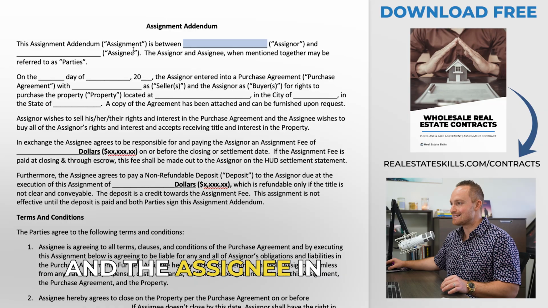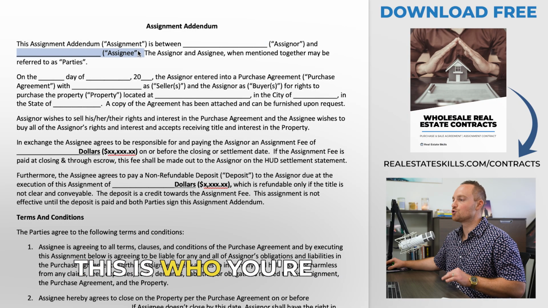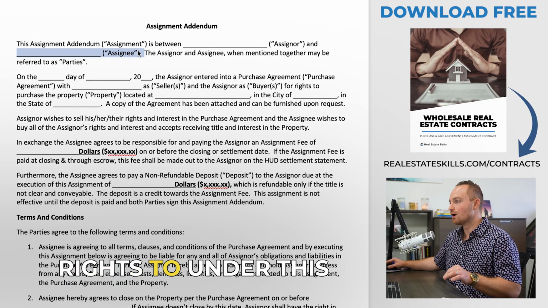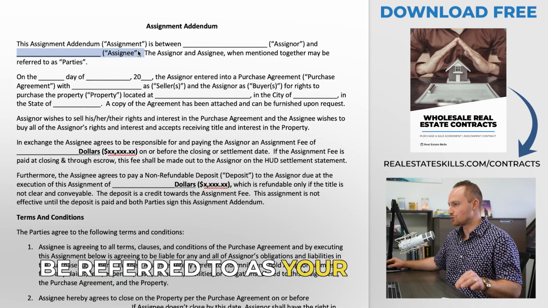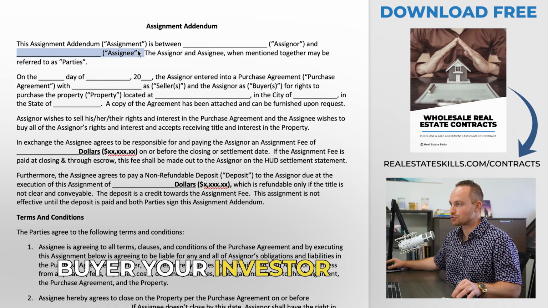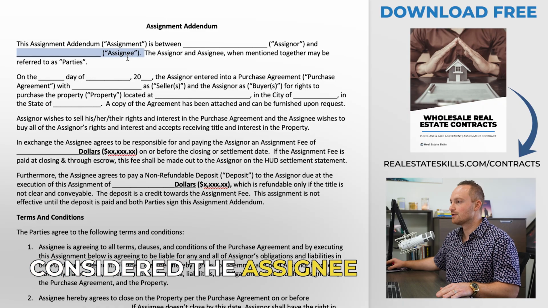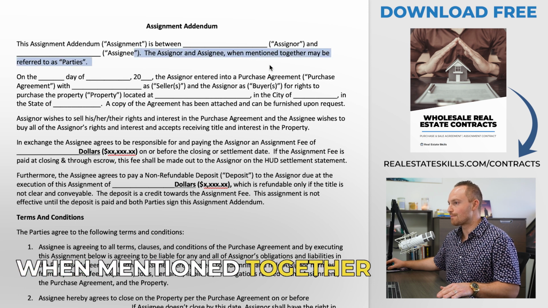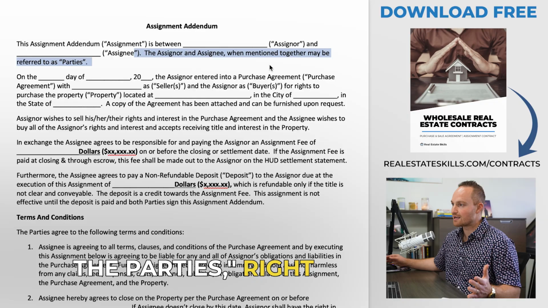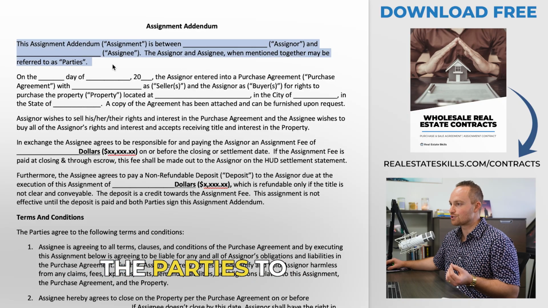And the assignee in the next line is going to be the end buyer, right? This is who you're transferring your rights to under this assignment contract. So again, this might be referred to as your end buyer, your cash buyer, your investor. Whoever the contract is going to is considered the assignee. Further, it says the assignor and assignee, when mentioned together, may be referred to as the parties, right? So this whole section in the beginning is all about establishing the parties to this contract.